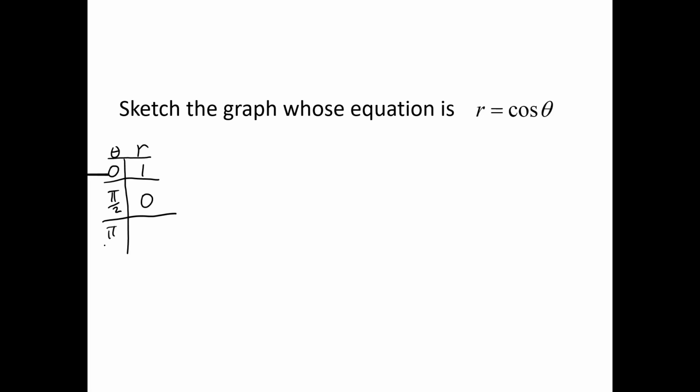When theta is pi, you get negative 1. When theta is 3 pi over 2, the cosine of 3 pi over 2 is back to 0. And at 2 pi, the cosine is back to 1. And then it's just going to go around and around. And so the graph should be the same.